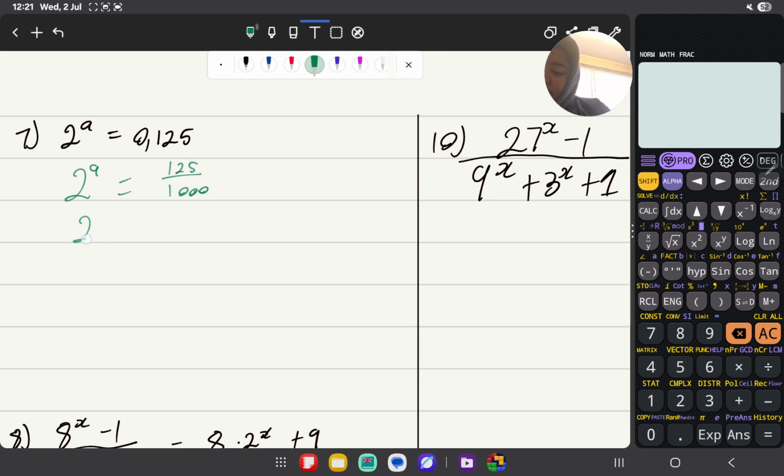Yeah, now you have 2 to the power of a, you have... oh no. Okay, I'm trying to think here. Wait, because I'm seeing this is 5 to the power of 3 and this is 10 to the power of 3, right? And the base is not the same. So let me just check if I actually noted the question right. I hope I didn't make a mistake. It looks very interesting, so I want to actually do it.